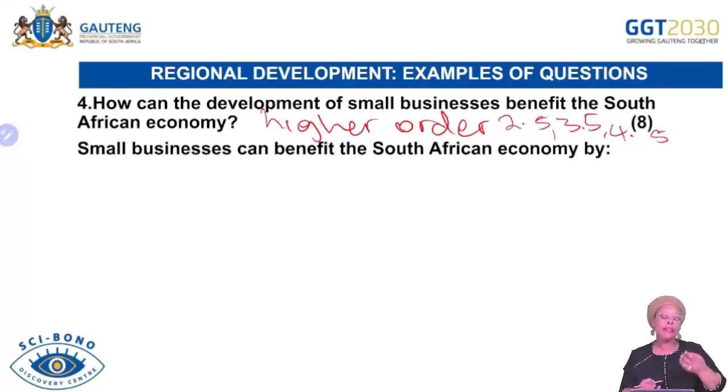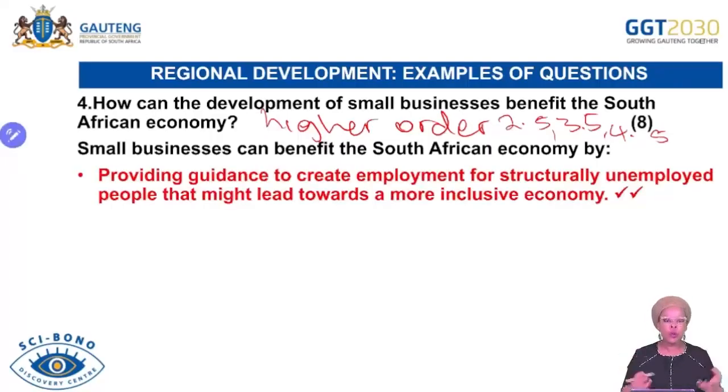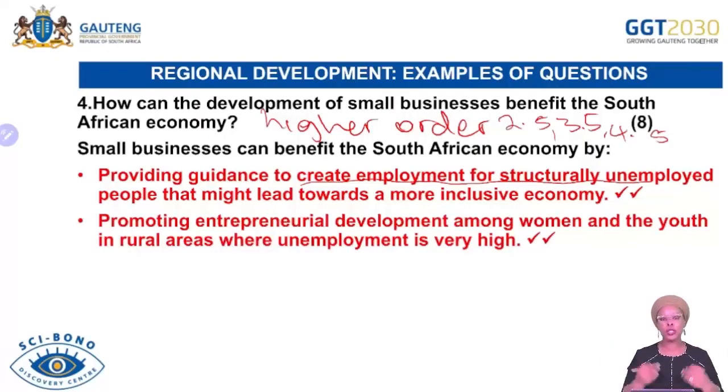That is where, even if you go to your textbooks, you won't find the answers, you need to apply your creative thinking. Number 1, you need 4 sentences, 2 marks each, to a maximum of 8 marks. It provides guidance to create employment for structurally unemployed people that might lead towards a more inclusive economy. So those who are unemployed due to structural reasons can find jobs in small businesses. You earned your 2 marks.